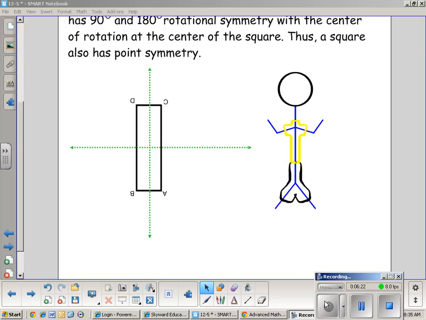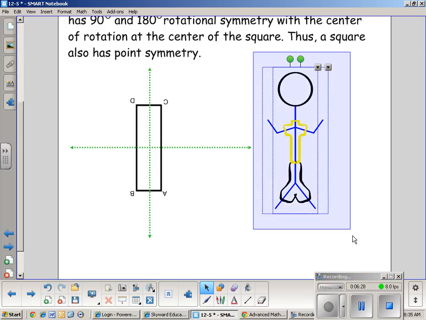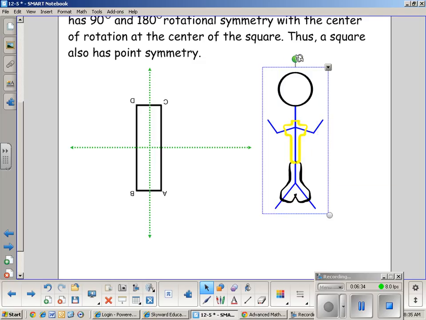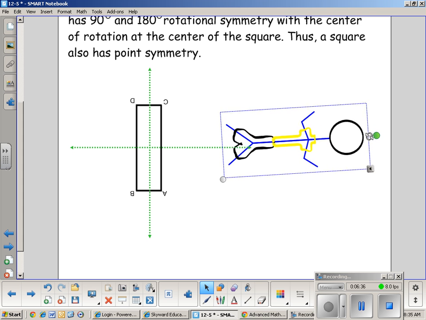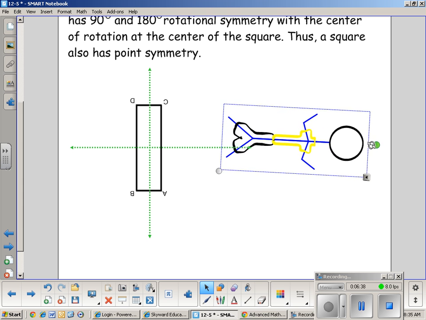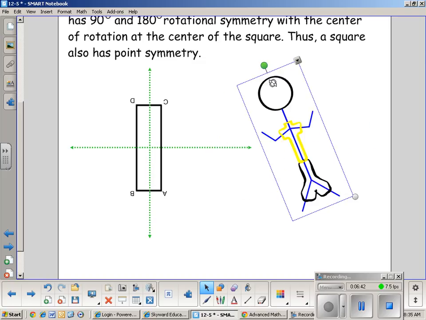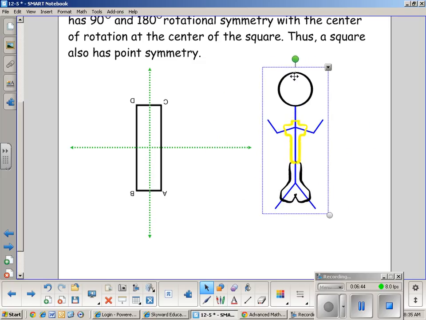Okay? Is this person I drew here reflection symmetric? If I rotate this around, is it on top of where it was? Is it now? Yeah. Only when I get back to where I started, right? So that would not be rotation symmetry.